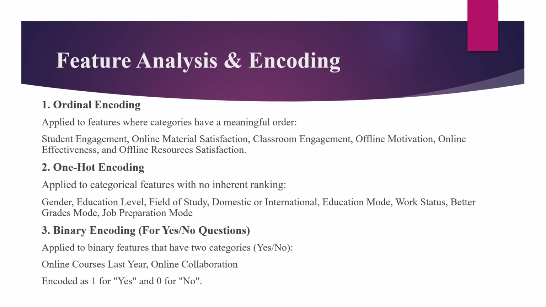So, feature analysis and encoding. To prepare our dataset for modeling, we encoded categorical data: ordinal encoding for engagement and satisfaction ratings, one-hot encoding for fields like gender and education level, and binary encoding for yes/no questions such as, for example, did you take online courses last year?